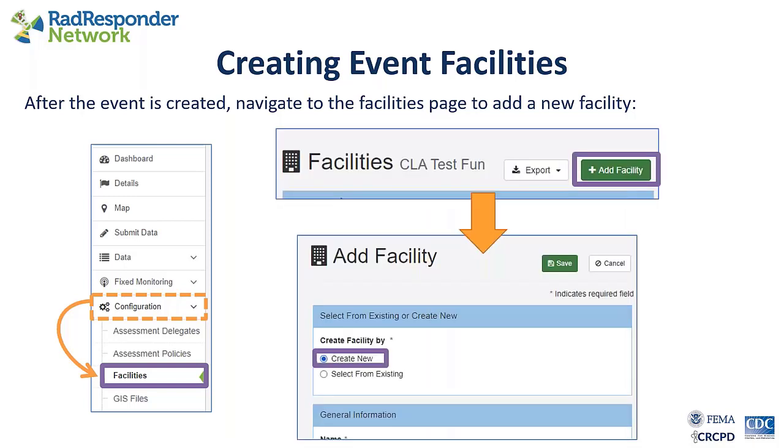This will bring you to the facilities event page, and if you have the proper permissions, which if you created the event you will, you'll see a green Add Facility button. You'll click that, and you'll be brought to the Add Facility page, and you have 2 options. You can either create a new facility or select from an existing one, and you are going to be creating a new facility.